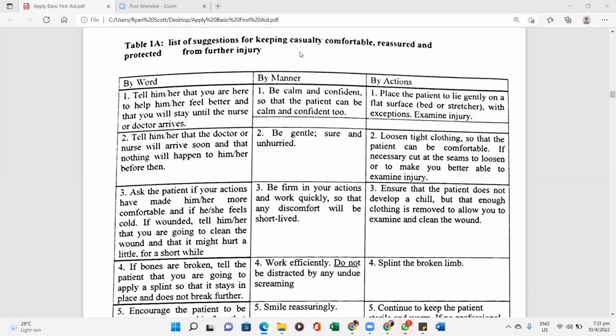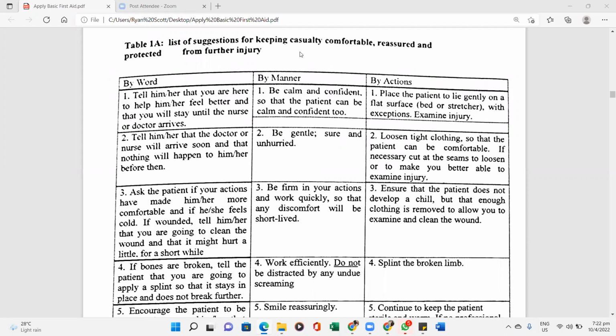Next thing, ask the patient if your actions have made him or her more comfortable and if he or she feels cold. If wounded, tell him or her that you are going to clean the wound and that it might hurt a little for a short while. It says, be firm in your actions and work quickly so that any discomfort will be short-lived.